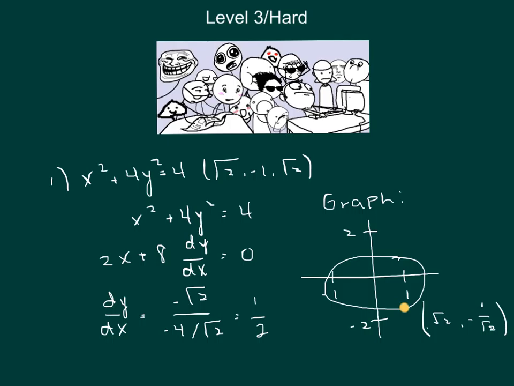After that, you evaluate dy when x equals 2 and y equals -1 over radical 2. Here's a graph to show it. As you can see, the point is in between radical 2 and -1 over radical 2.